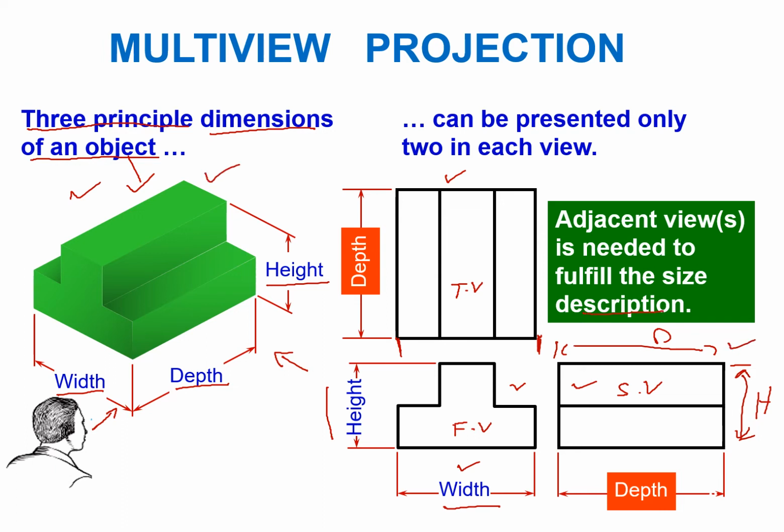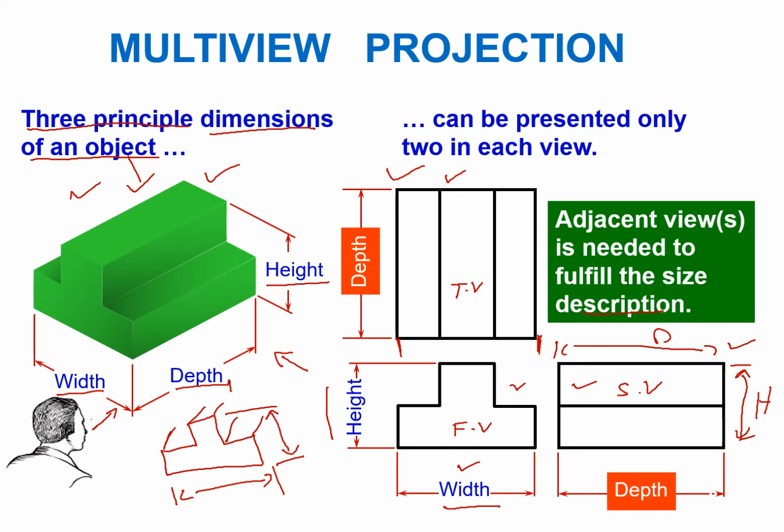Just like this, here in this case, if this is your object, from the front you will get this shape easily. You know the height and the width of this object, but you do not know the depth of this object. The depth will be clearly shown from the top view. Because from the top view you now know the depth of the object, and you know that these are all prismatic rectangular features.